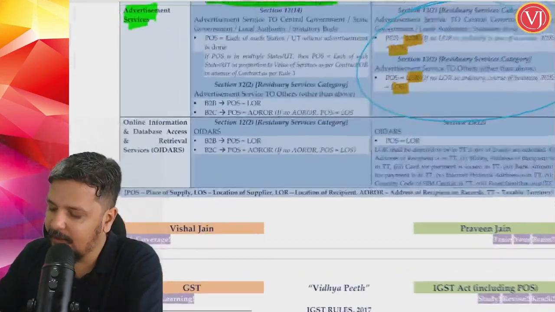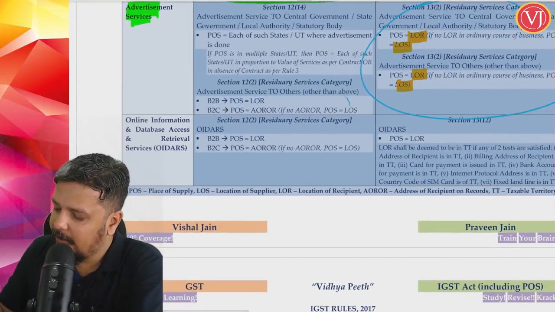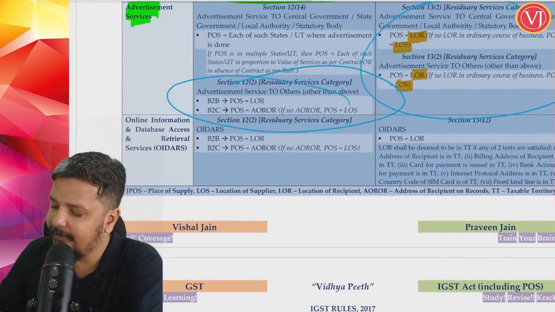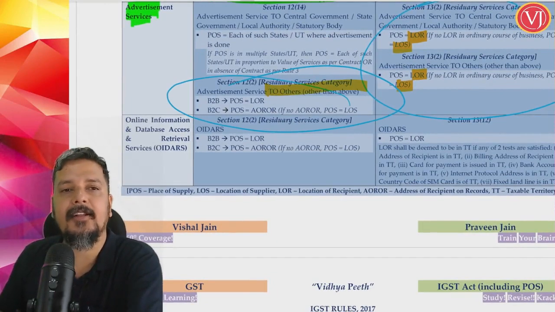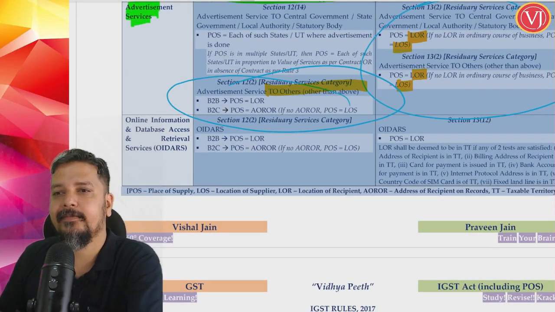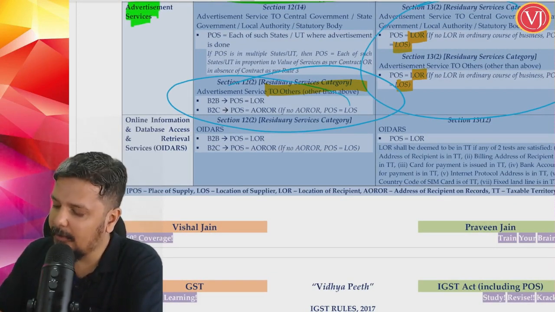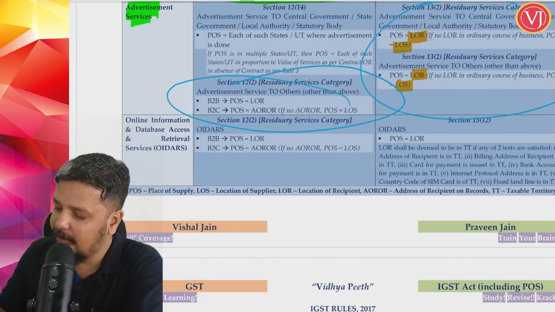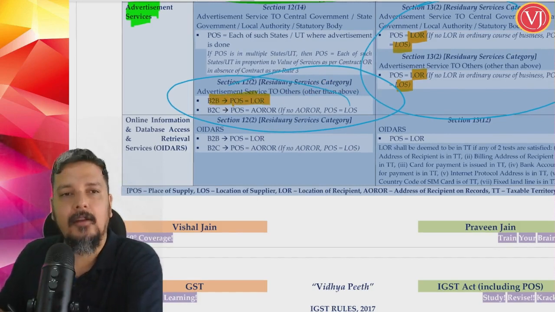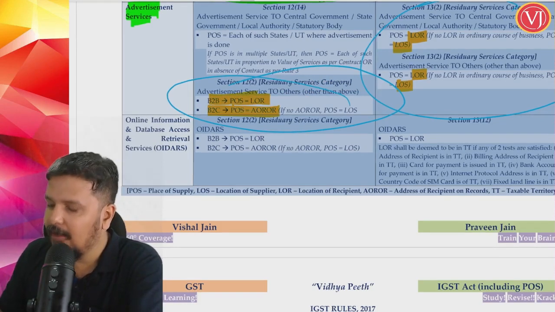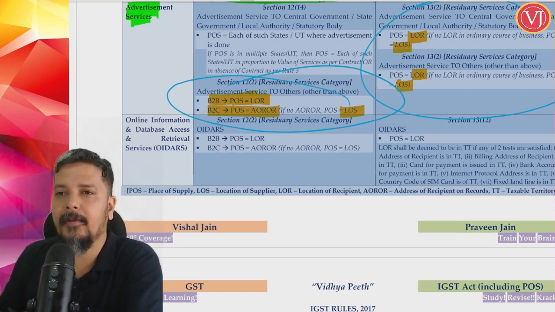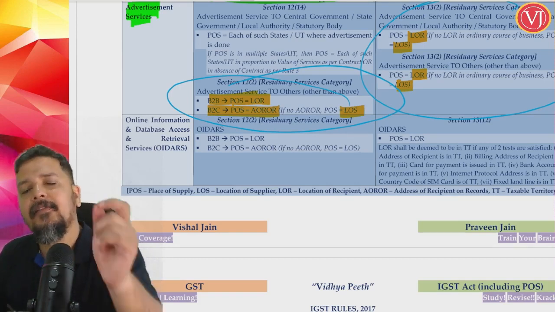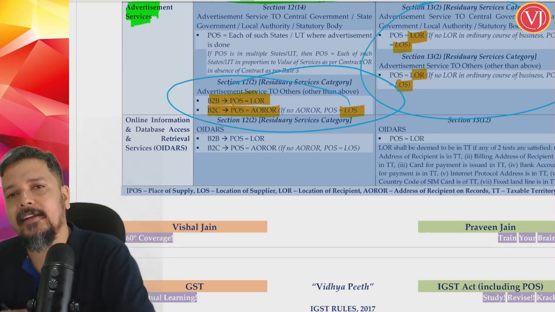Even in section 12, it goes in the normal category if it is advertisement to other than government. What is the normal category? If it is B2B, location of recipient. B2C, address of the recipient on records. If not available, go with location of supplier. That is the normal category. Then for what is there a special category?